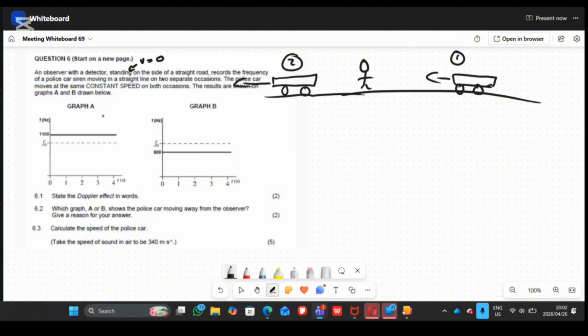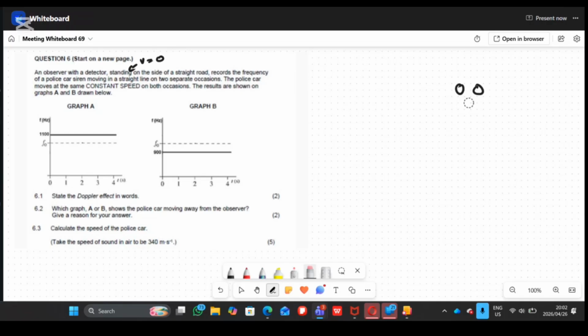We just don't know which scenario shows occasion number one and occasion number two on graph A and B. So now you need that knowledge, to know when a sound source is moving towards an observer, whether the frequency is higher or lower. You need that knowledge that I was giving you. But now let's interpret the graph together. This is a frequency versus time graph, because here we have frequency, here we have time.